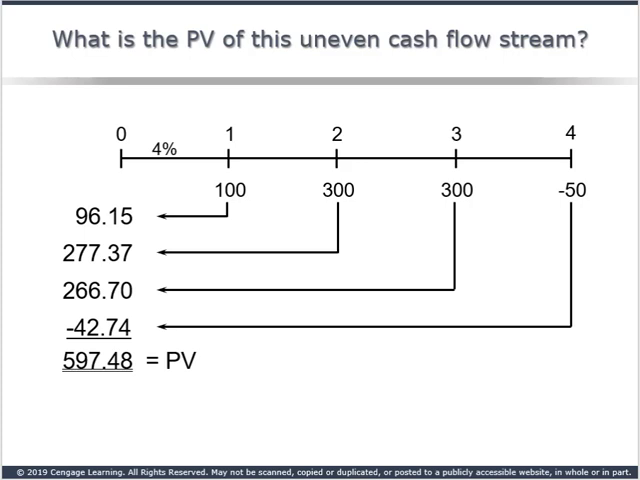Now, the nominal value, if we took the 100 plus the 300 plus the 300 plus the negative 50, we would have $650. However, using the present value formula, we have $597.48.